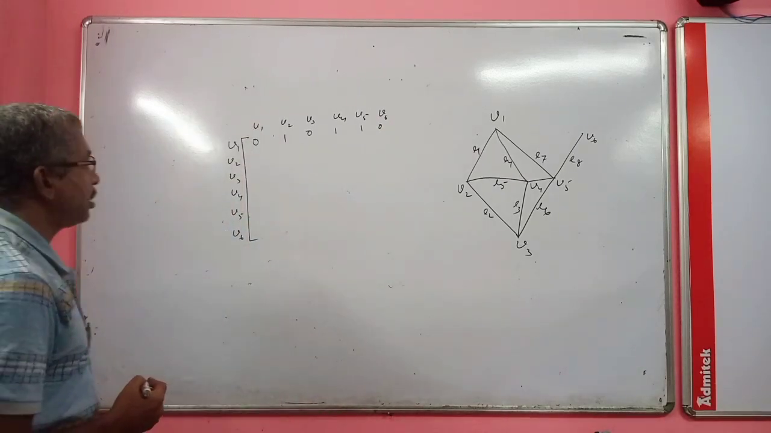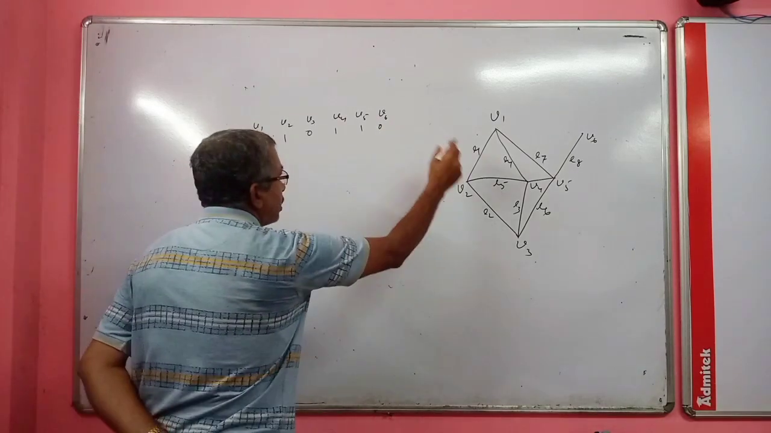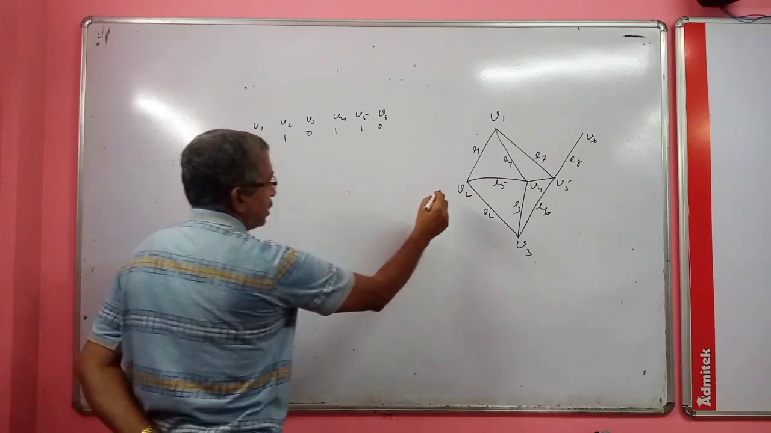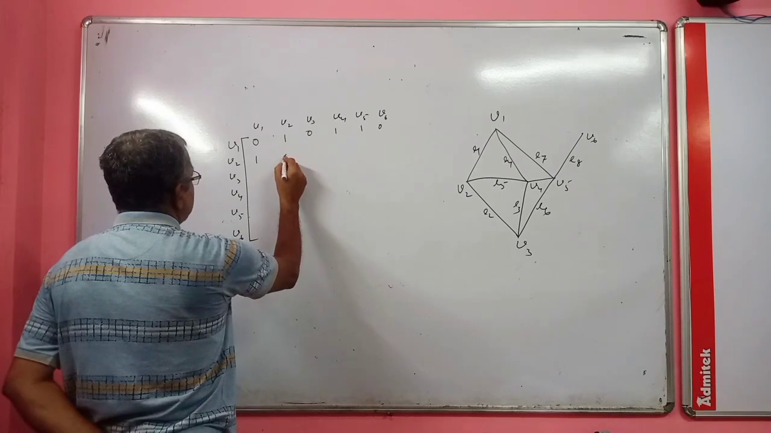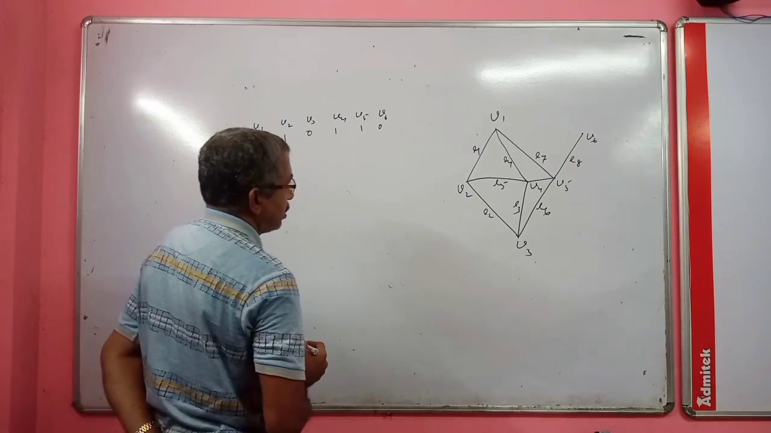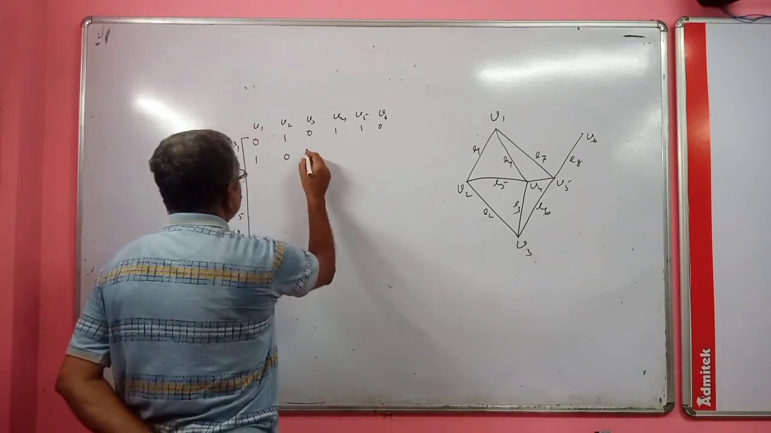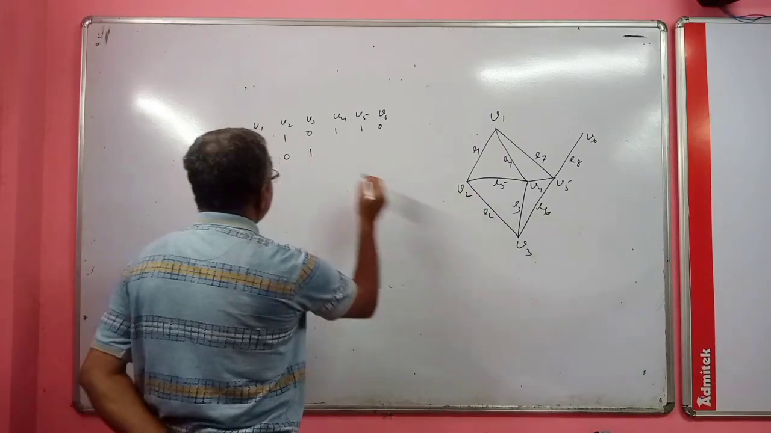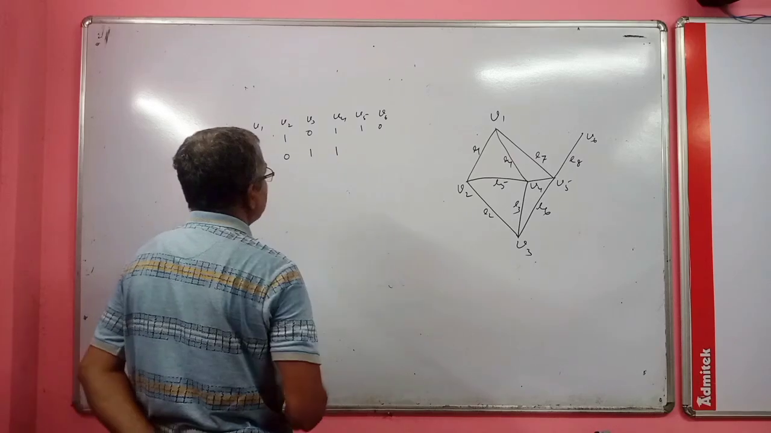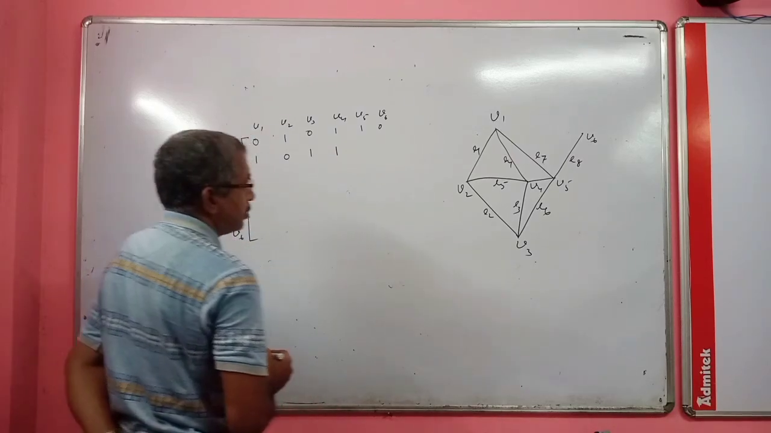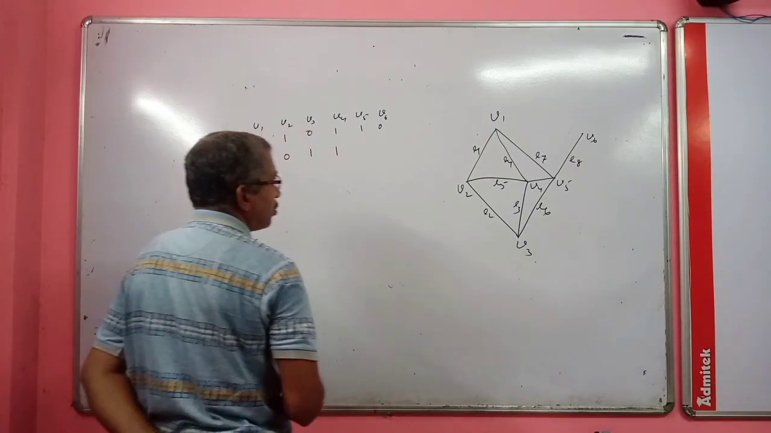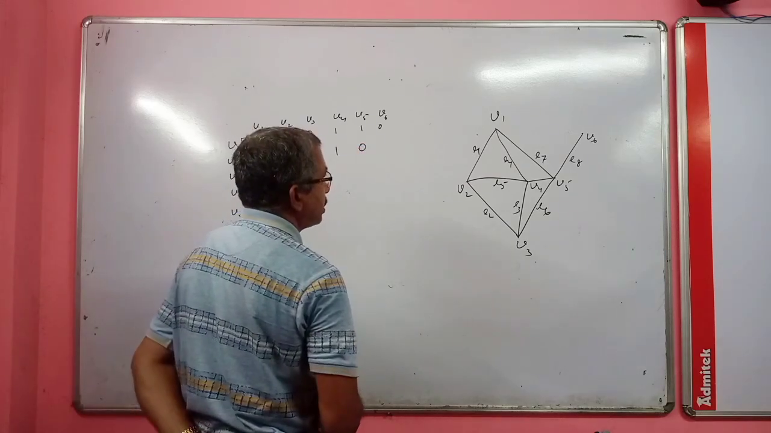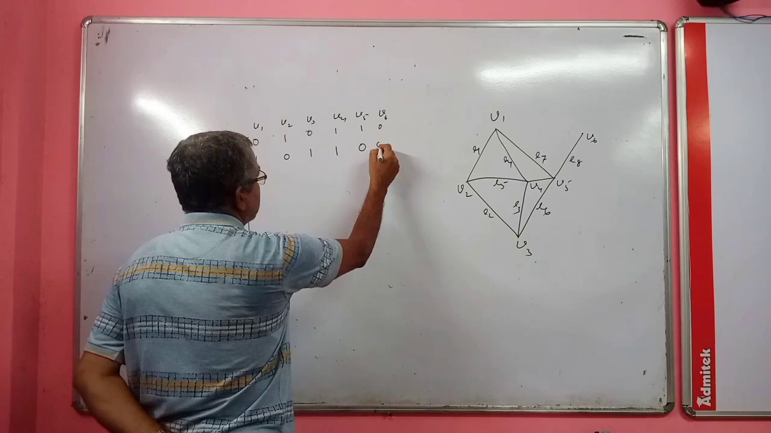Then V2 V1 there is an edge, so it is 1. V2 there is no self loop, so it is 0. V2 V3 there is an edge, it is 1. V2 V4 there is an edge, so it is 1. V2 V5 there is no edge, it is 0. V2 V6 there is no edge, it is 0 also.